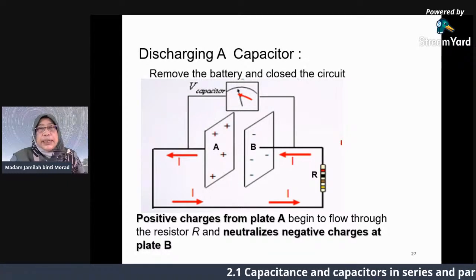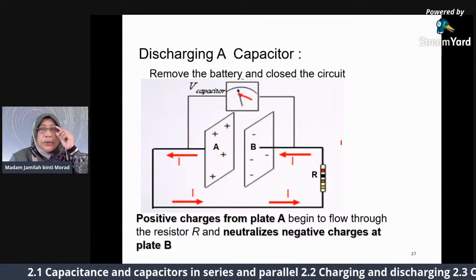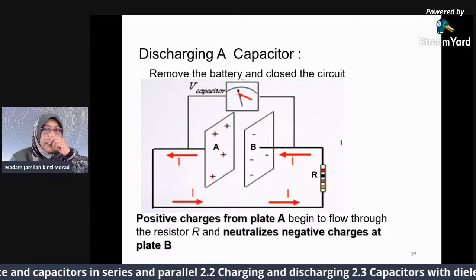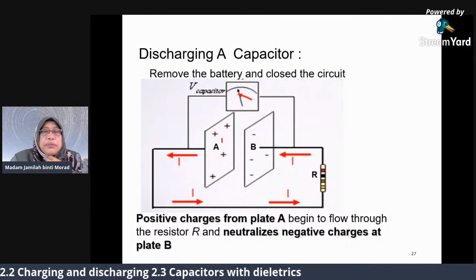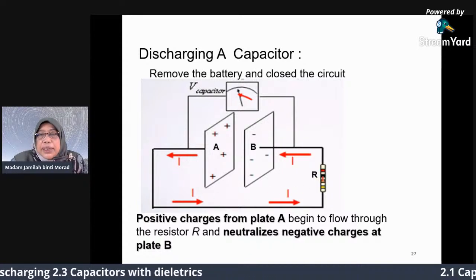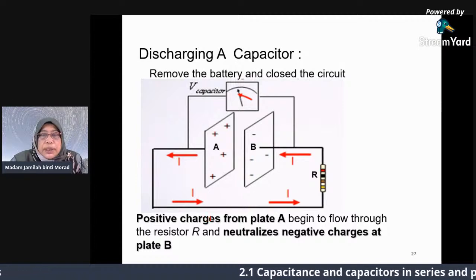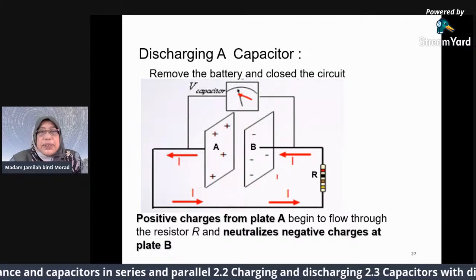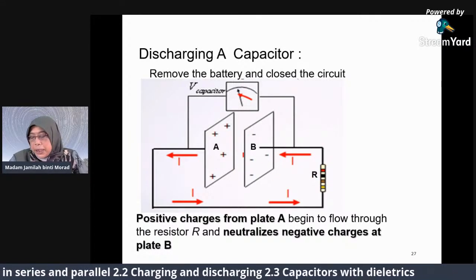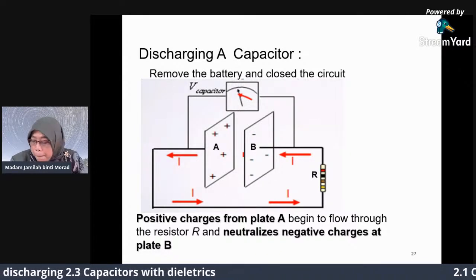What happens during discharging of a capacitor? How do you know it is discharging? You remove the battery from the circuit, and then the capacitor will act like a battery. So it will deliver the energy needed by the resistor here. Positive charge from plate A begins to flow through the resistor R and neutralize negative charge at plate B. The current will flow from the capacitor to the resistor. Just now, during charging, the current started flowing from the battery.